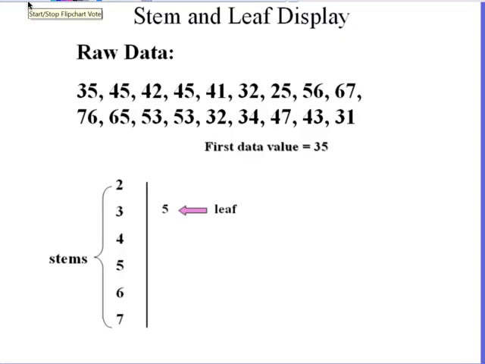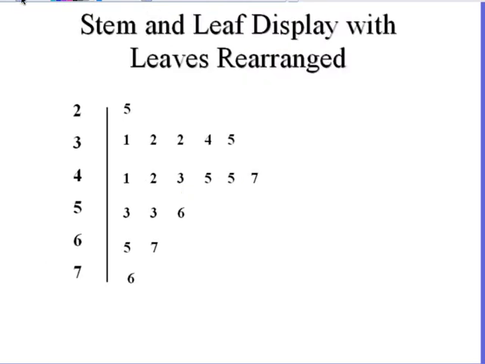But here's the raw data. You've got data that are in the tens position. The first data was 35. So your stems went by each of the tens position. You've got 20s, 30s, 40s, 50s, 60s, and 70s. So the data of 35 gets 3 as the stem, the tens position, and 5 as the leaf, the ones position. Okay, it ends up looking like that.